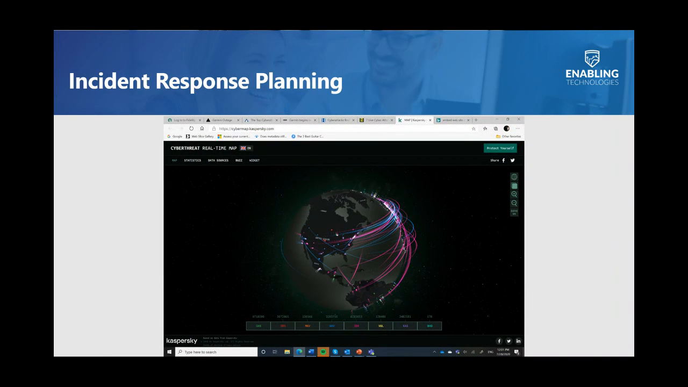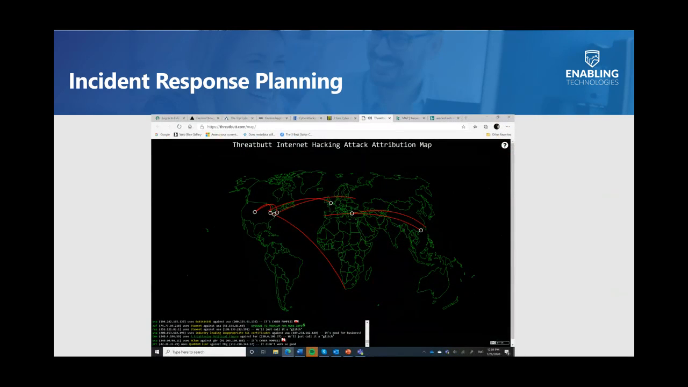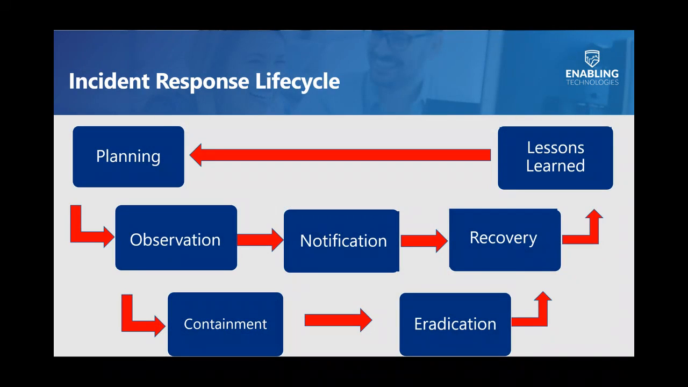All you have to do is go out and look at, say, the Kaspersky site to see the rate of attacks. This is a cool animation at cybermap.kaspersky.com. This one here at Threatbutt adds a little pew pew with each of the attacks, which makes it more fun for your children. But the point of it is just to see how much activity there is in terms of attacks on different settings. So the incident response life cycle.